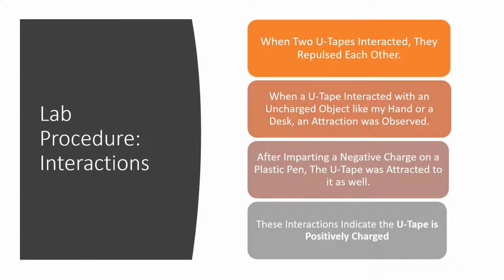I began by creating two U-tapes, and I observed that when they both interacted with one another, a repulsion was observed. When a U-tape interacted with an uncharged object like my hand or a desk, an attraction was observed. After imparting a negative charge on a plastic pen by rubbing it with a piece of cloth, I observed the U-tape was attracted to that negatively charged pen as well. These interactions indicated to me that the U-tape is positively charged.